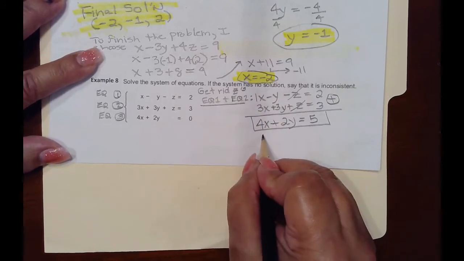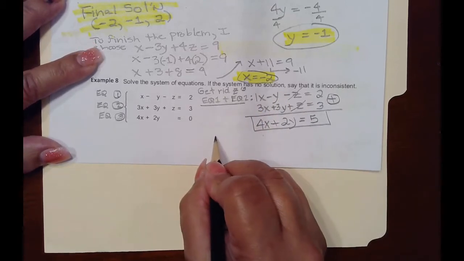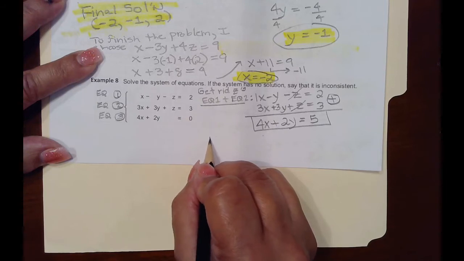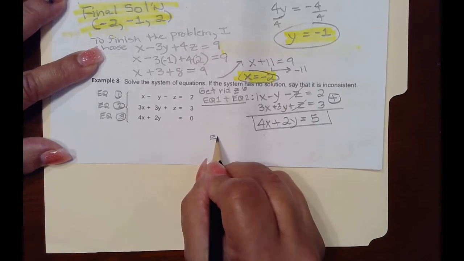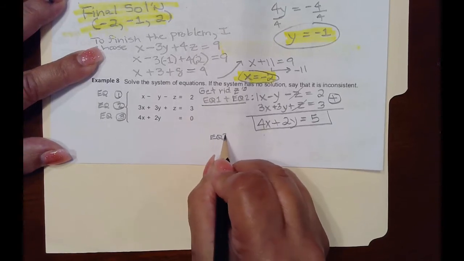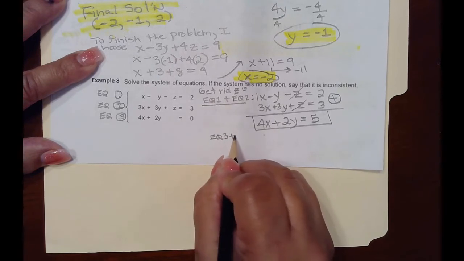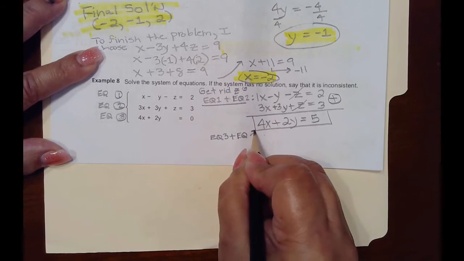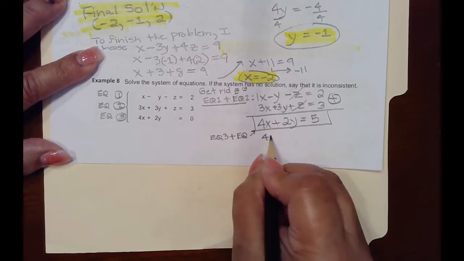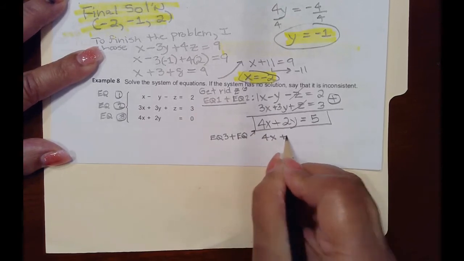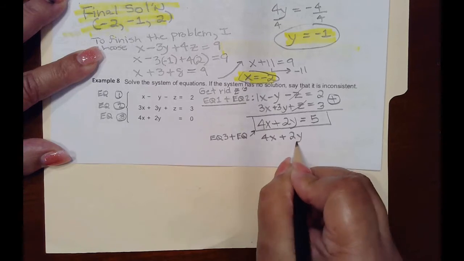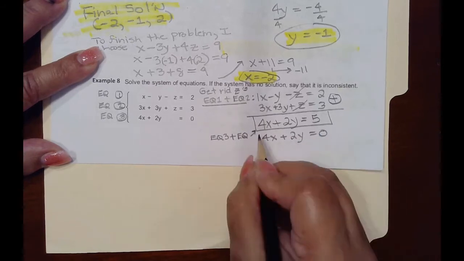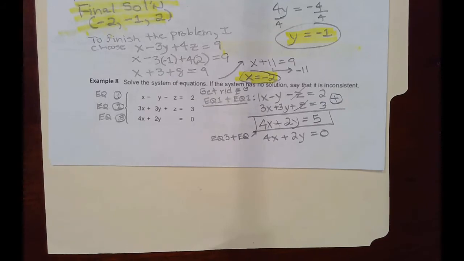So I can stack equation 3 now. So right now I'm going to take equation 3 and add it to the equation that I just created. So here's equation 3, 4x plus 2y is equal to 0. So now I have another equation right underneath it.